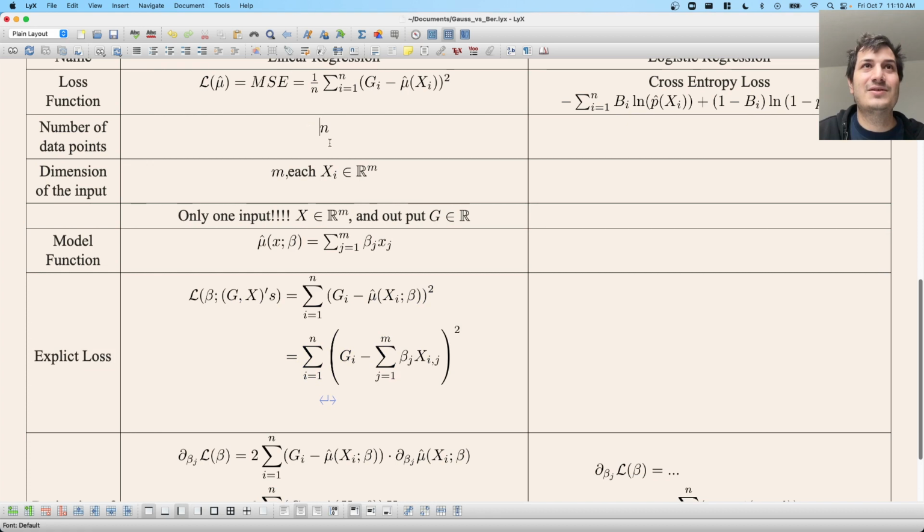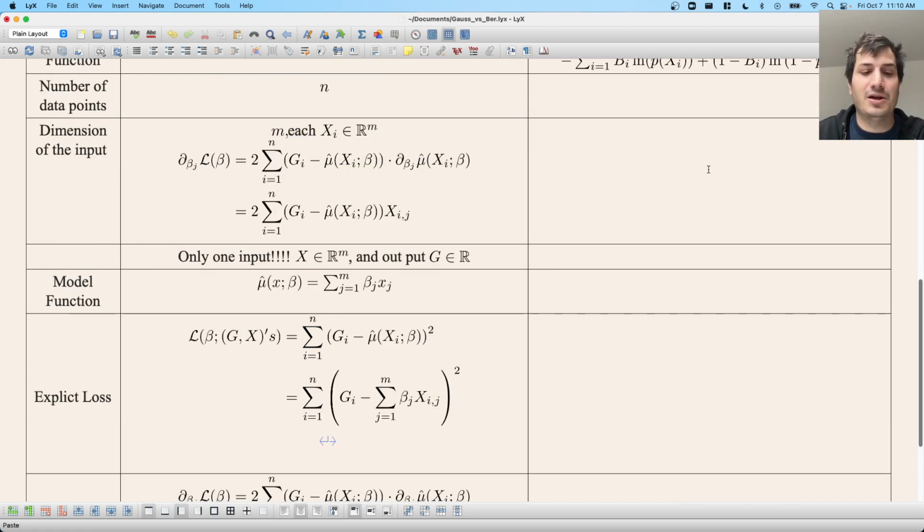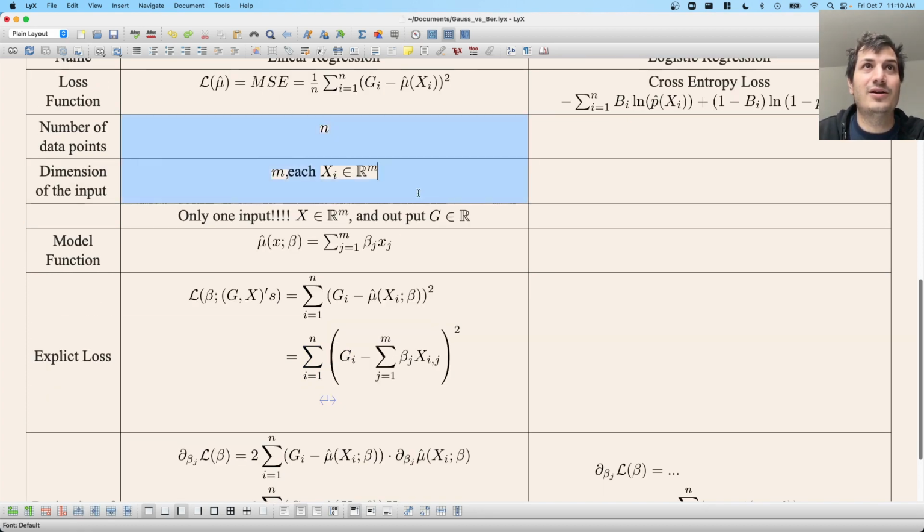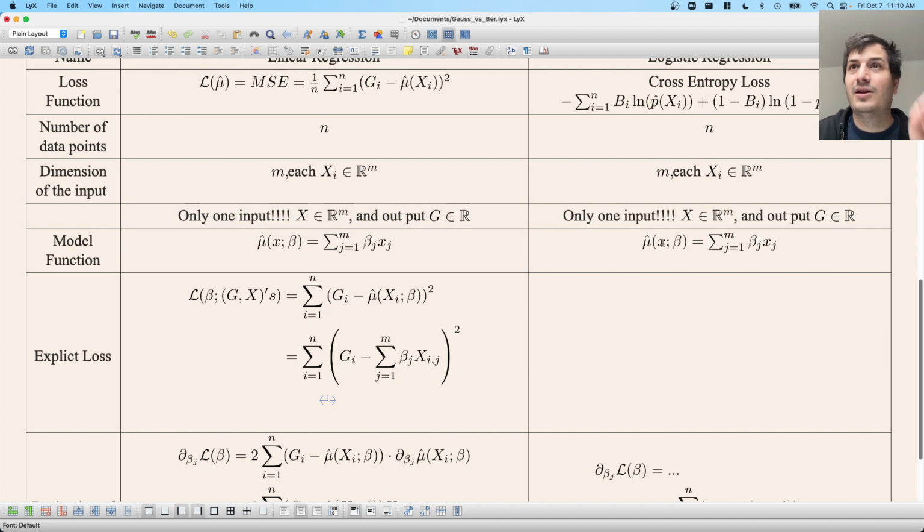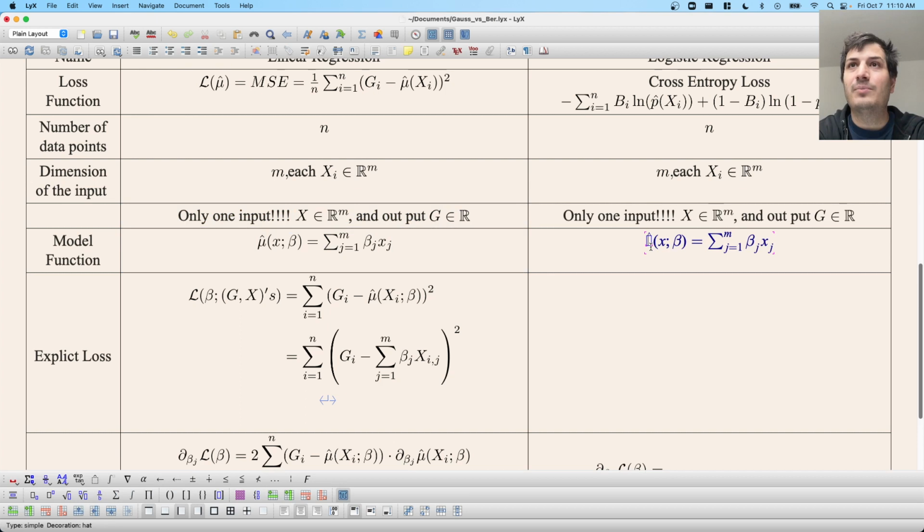So n and m, this is the same as before. Okay. So this part is a copy paste. Only one input. I'm going to do that again. And that's going to be the same. Now we are not doing mu hat. Now we are doing p hat. And I'm going to write it as sigma of mu hat. So I'm going to reuse the same function mu as before, because we know what that is. It's just this sum, but we're applying the sigmoid function to it.